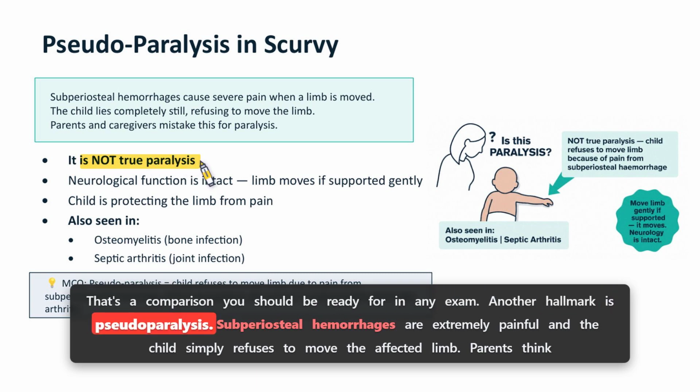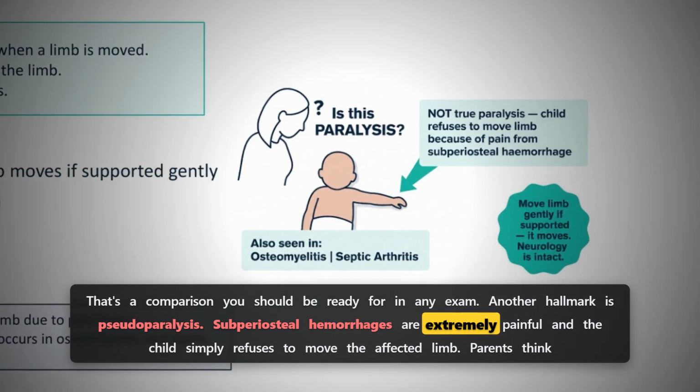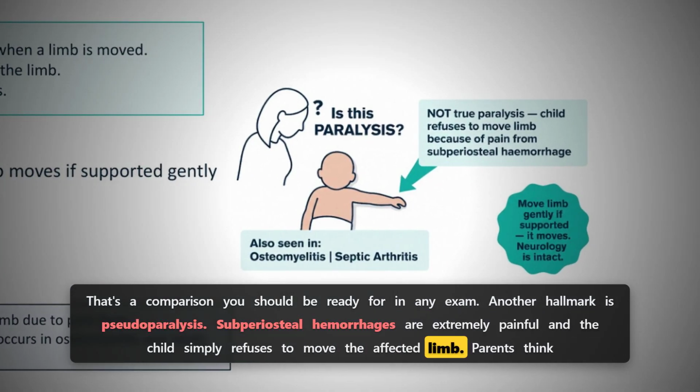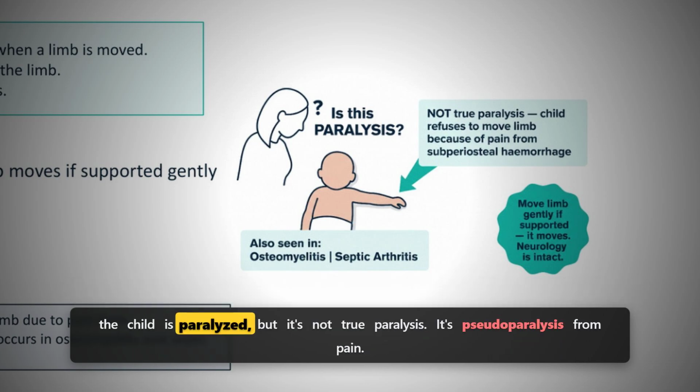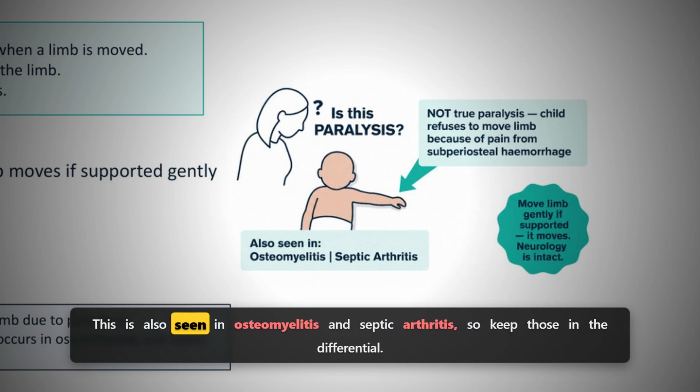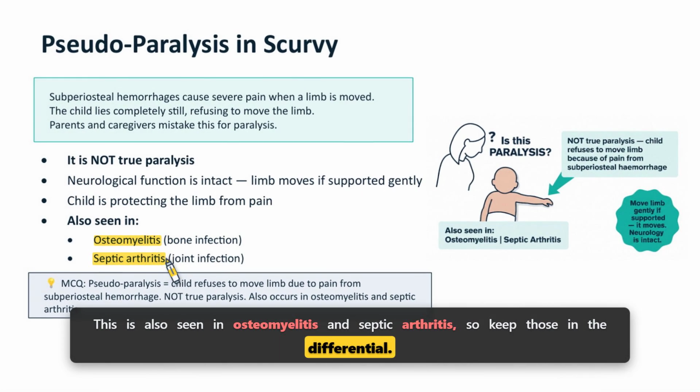Another hallmark is pseudoparalysis. Subperiosteal hemorrhages are extremely painful, and the child simply refuses to move the affected limb. Parents think the child is paralyzed, but it's not true paralysis. It's pseudoparalysis from pain. This is also seen in osteomyelitis and septic arthritis, so keep those in the differential.